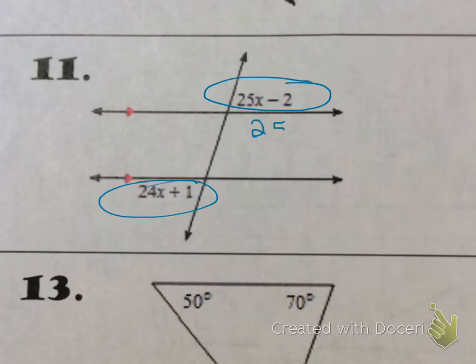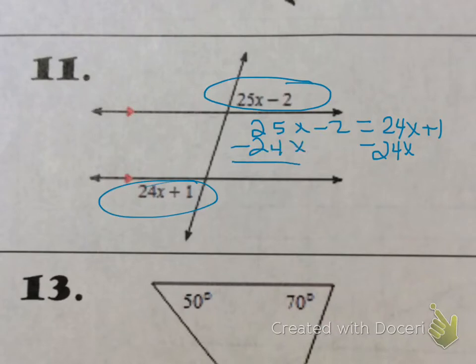And we know alternate exterior angles are equal to each other, so that's what I'm going to do. I'm going to go 25x minus 2, and I'm going to equal that to 24x plus 1, and I'm going to continue to solve this for x. Now, when I have x's on both sides of my equation, the very first thing I like to do is get all the x's together. So I'm going to move this positive 24x over to the other side by subtracting it over.